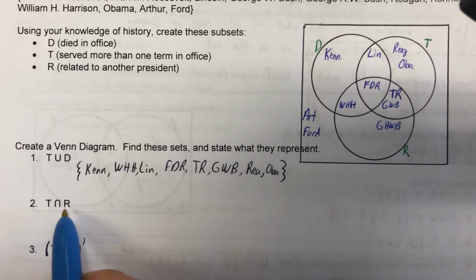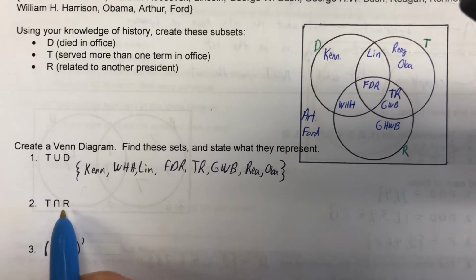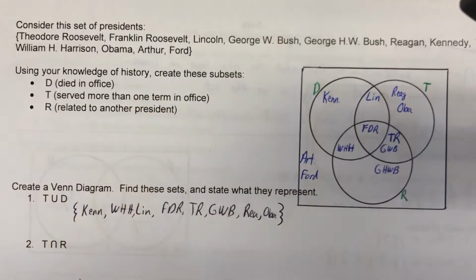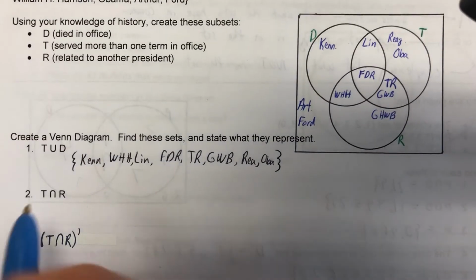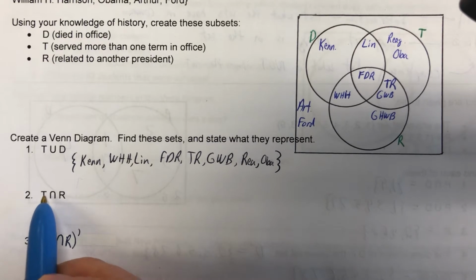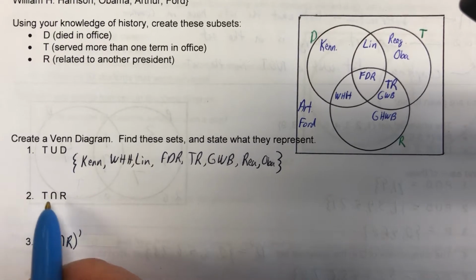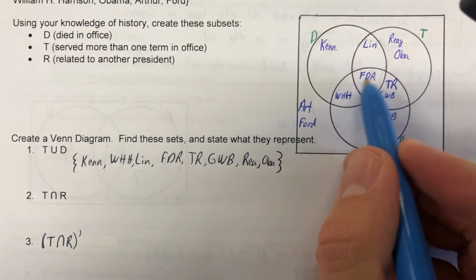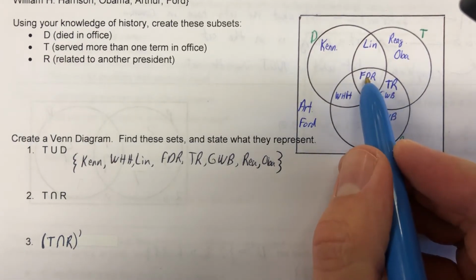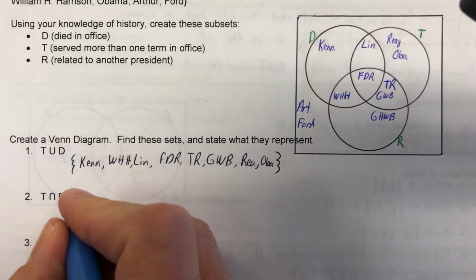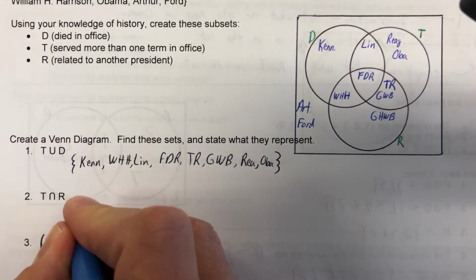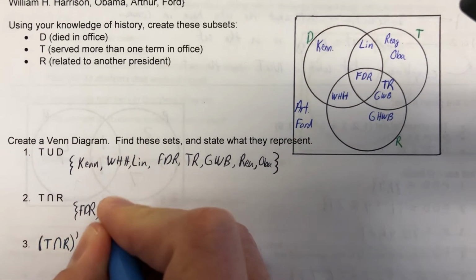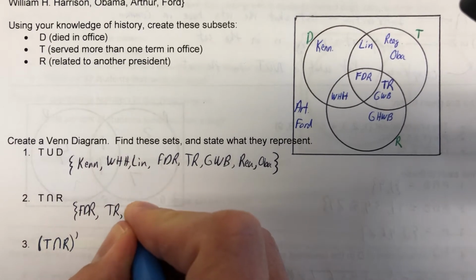T intersect R. This is going to be a list of all the presidents in this universal list that served more than one term and also are related to another president. So it's just this overlap right here. So FDR, Teddy Roosevelt, and George W. Bush. So here goes. FDR, TR, GWB.